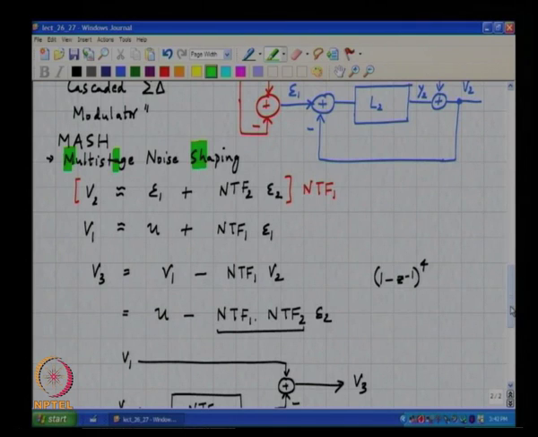You all realize that basically what we are trying to do is achieve this high performance by cancellation, and anything which depends on cancellation depends on matching. You are now hoping that the stuff that you add here, this NTF1 times V2, is exactly matched to NTF1 times E1, so that when you subtract the two, you get the cancellation that you want. Is this clear? And why do you think this is a tricky thing to achieve? Why do you think there is mismatch?